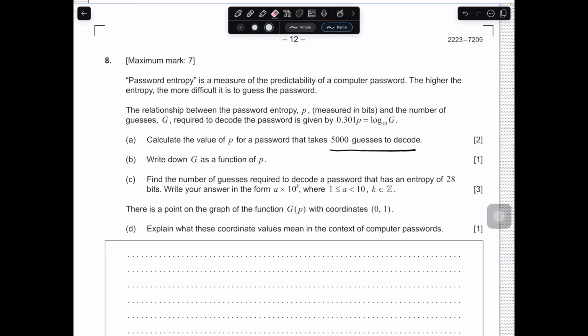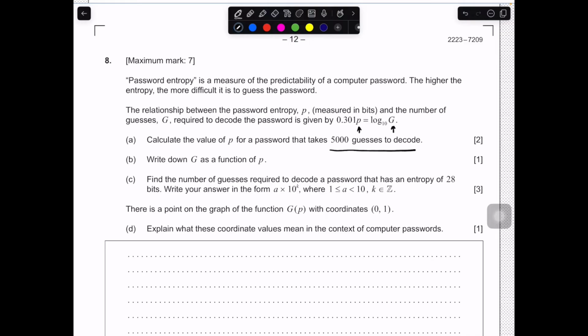Low entropy would be like, I don't know, your birthday or something, or dog or cat. Something that's not going to be difficult to crack just through brute force methods. Okay, so that's what's going on here. P, difficulty of the password. G, number of guesses it's going to take to try to solve.